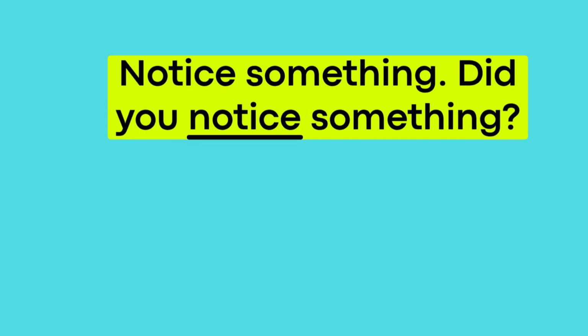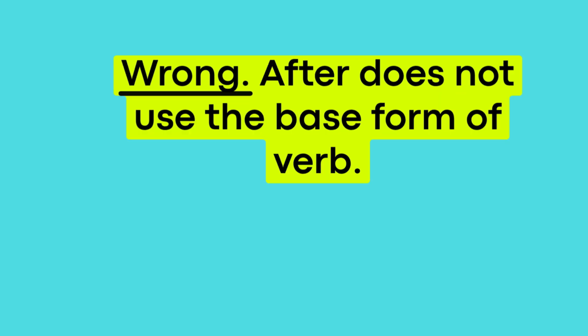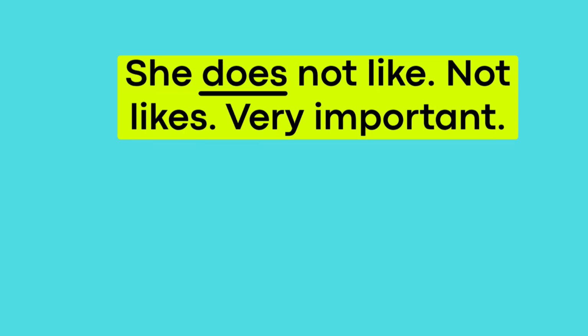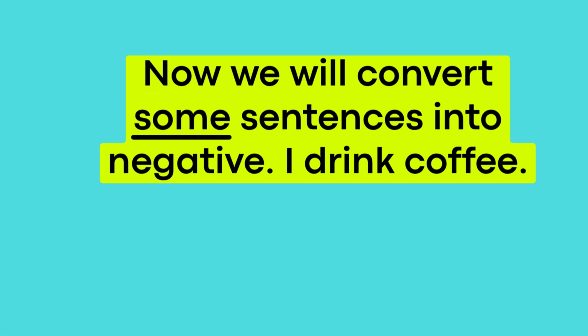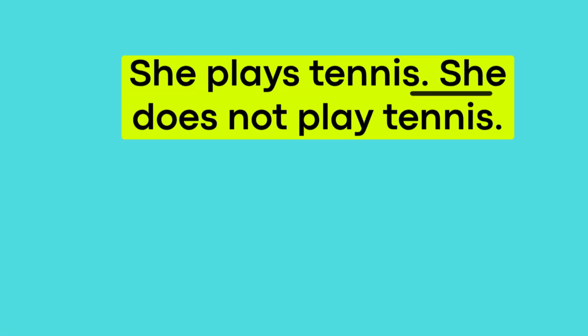Notice something. Did you notice something? "She does not likes tea" is wrong. After "does not," use the base form of the verb. "She does not like," not "likes." Very important. Now we'll convert some sentences into negative. "I drink coffee." Convert this into negative. "I do not drink coffee." "They watch television." "They do not watch television." "She plays tennis." "She does not play tennis."